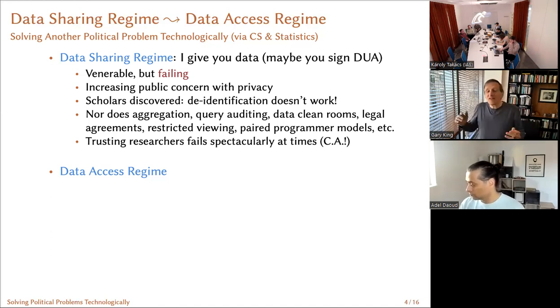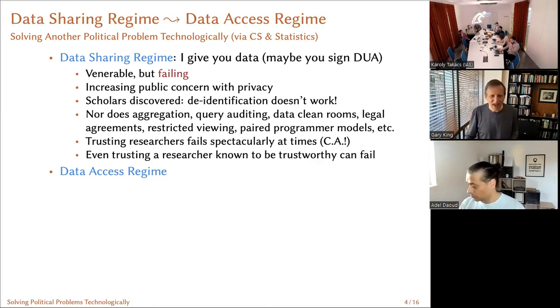In fact, we know trusting researchers fails spectacularly at times. That's what Cambridge Analytica was. But in fact, the computer scientists have proven that trusting a researcher who is known to be trustworthy can also fail. So we need something else. Basically, the data sharing regime is us academics saying to our survey respondents, we will try hard to protect your privacy. The data access regime is different.